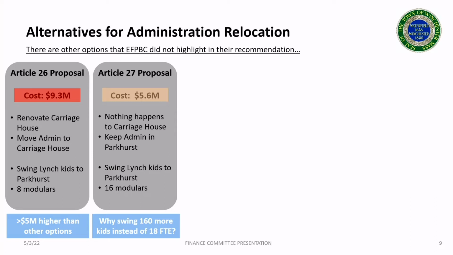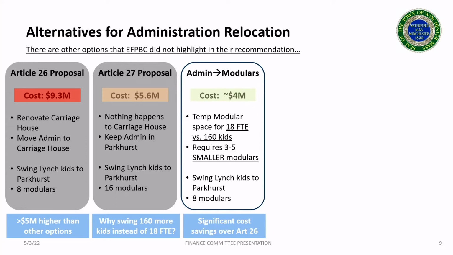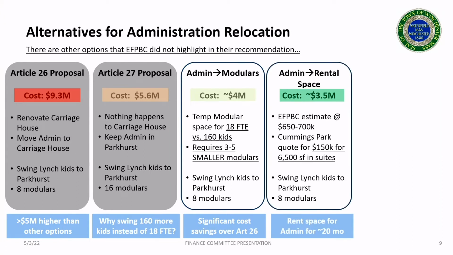You keep the administration in Parkhurst, and you provide swing space and 16 modulars, where there's other solutions that could reduce the number of modulars. For example, why not move the administration to modulars? You still have swing space for Lynch students, but you only need 8 modulars now. Why not put the administration in rental space?